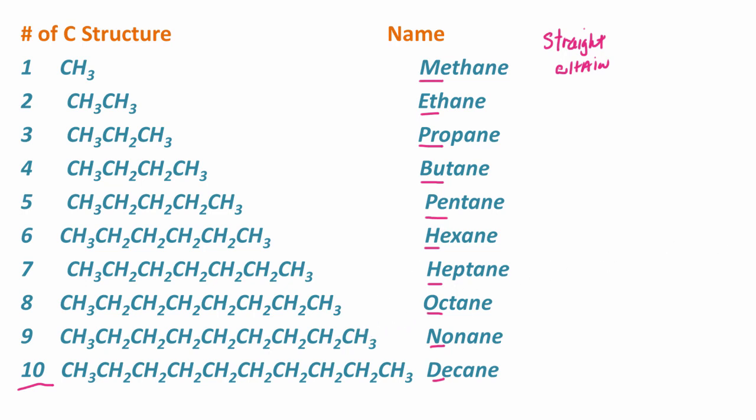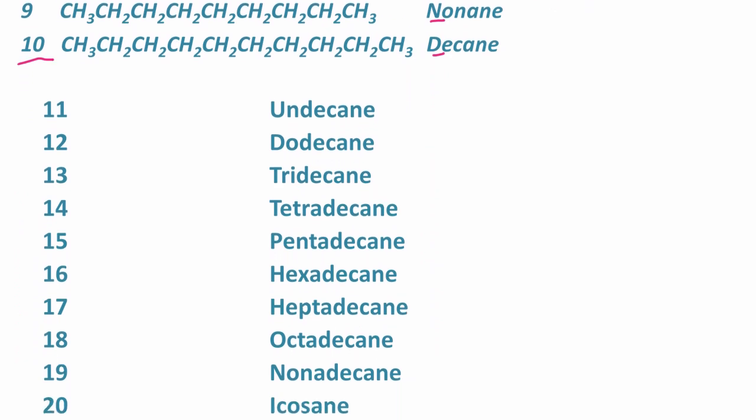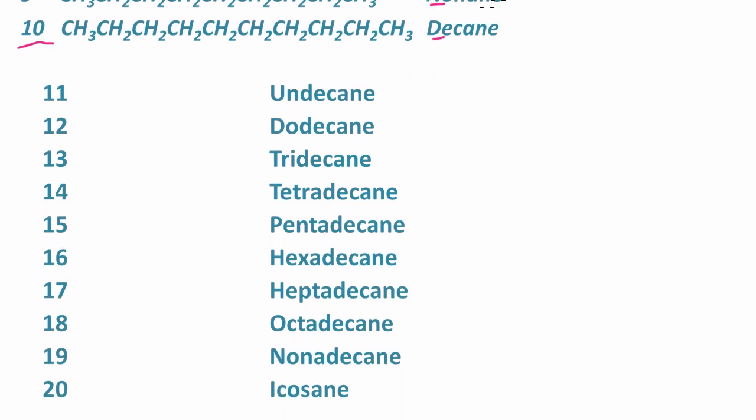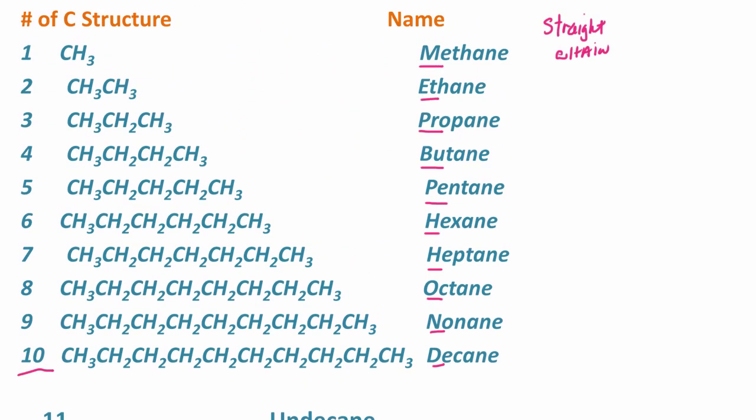And just for your information, here are another 10 names. So if we have an 11-carbon straight chain alkane, its name would be undecane, and so on. You don't have to know 11 through 20, but you will need to know 1 through 10. Again, these are the names of the first 10 straight chain alkanes.